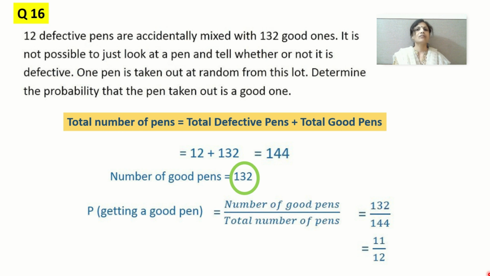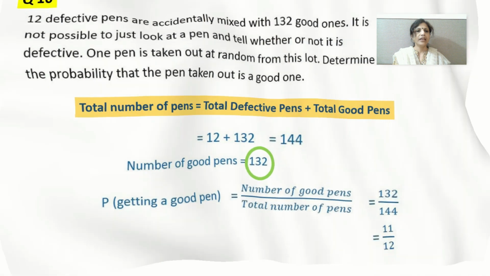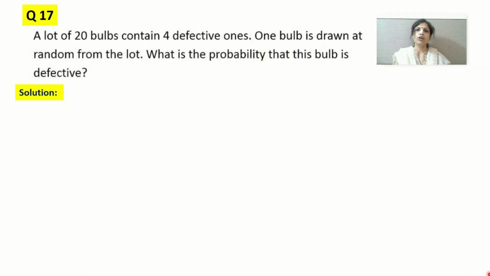Okay. So the next sum now. Next sum is: a lot of 20 bulbs contain 4 defective ones. One bulb is drawn at random from the lot. What is the probability that this bulb is defective? Now see how many bulbs are given to us. We have been given that there are 20 bulbs, and out of these 20 bulbs 4 are defective.